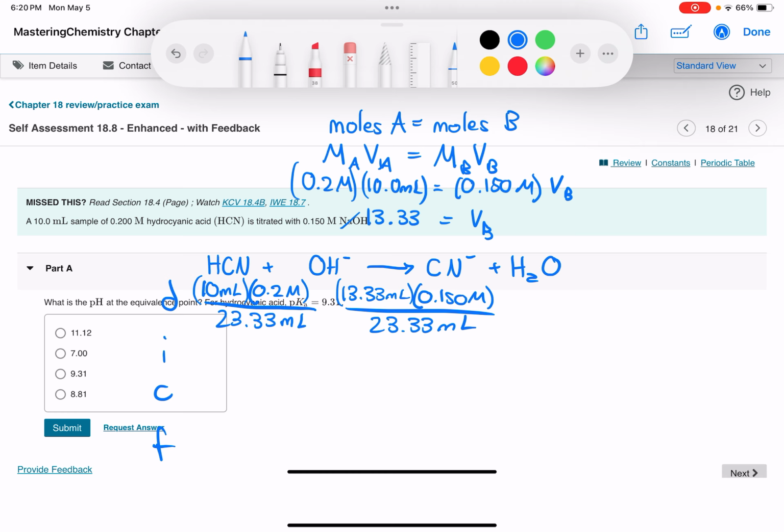All right, so the initial concentration of the HCN is 0.0857, and this is 0.0857. This will happen every single time you're at the equivalence point. That's the whole point, is that all of the HCN is going to react with exactly the right amount of OH minus because they're equal. The moles of the acid are equal to the moles of the base.